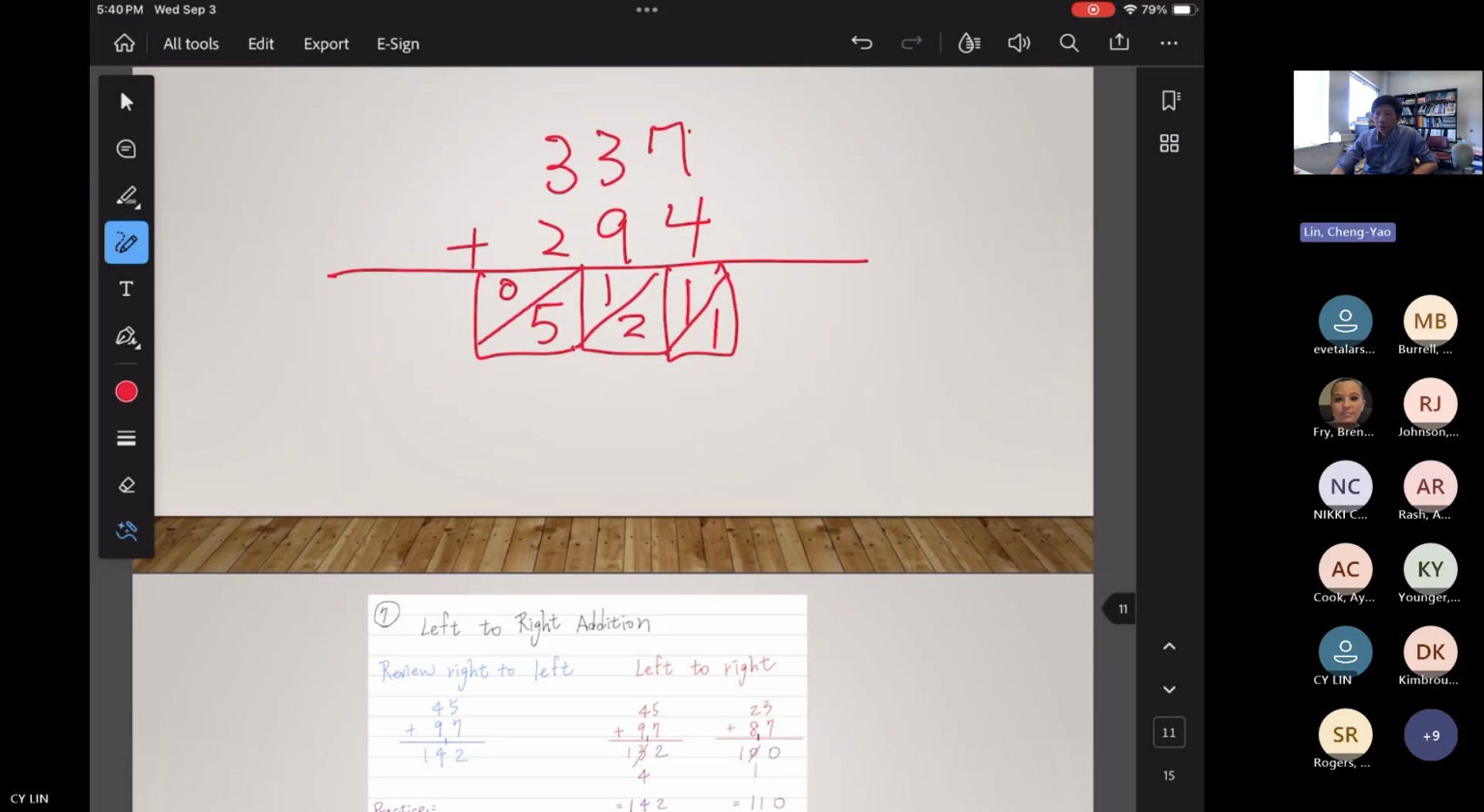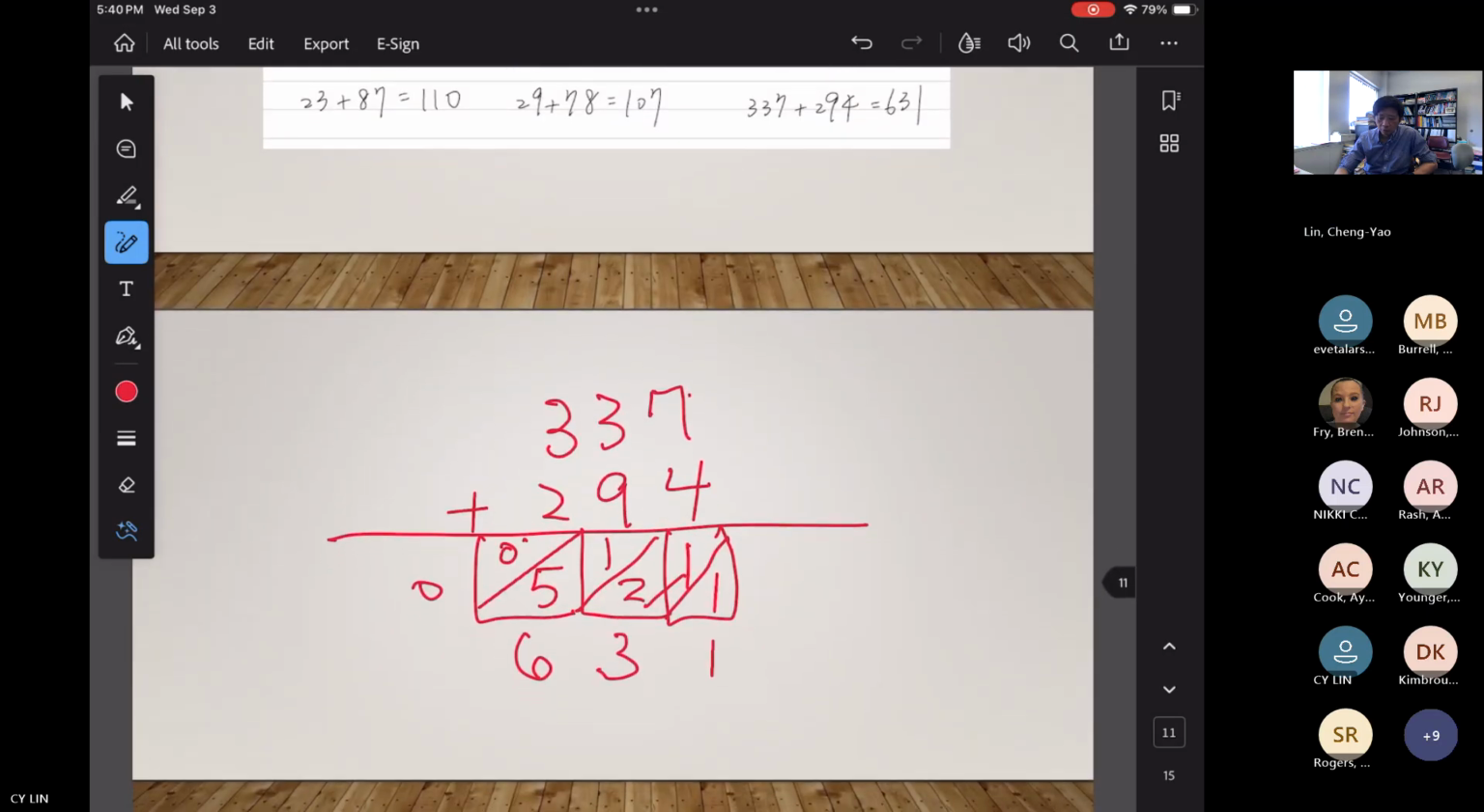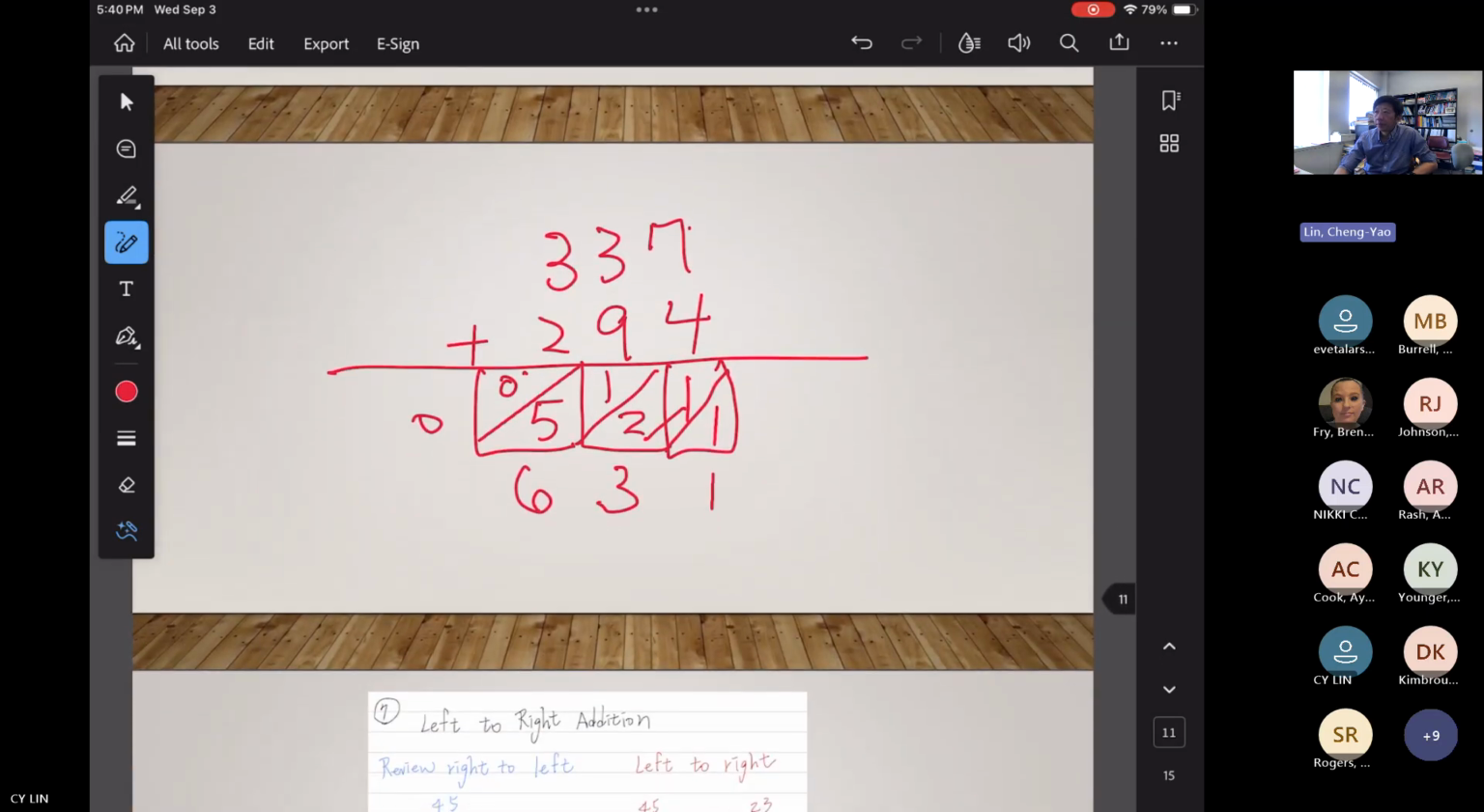Did you get this? Yes or no? Yes. Then you want to put down 1, and you want to add together 1 plus 2, got 3. Add a diagonal, so 1 plus 2, that's 3. 1 plus 5, got 6. And then 0, actually here. So the answer, 631. Did you get it right for this one?